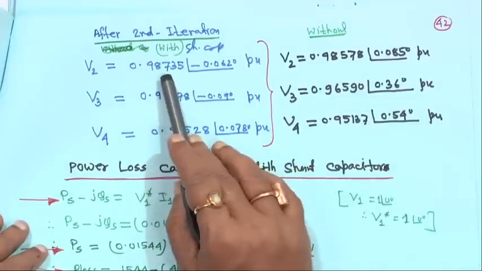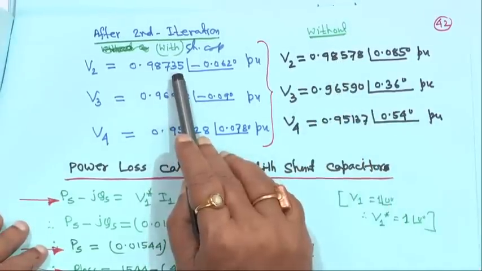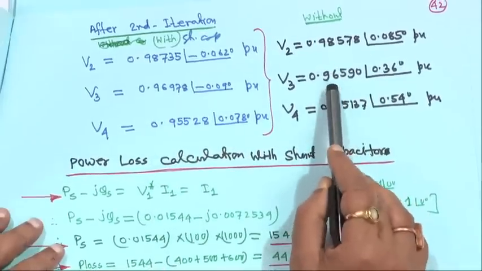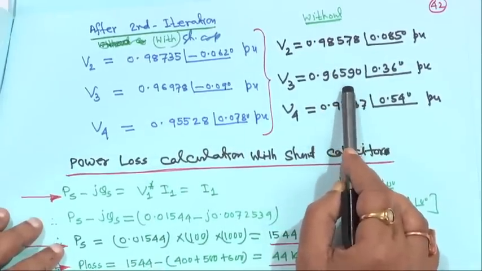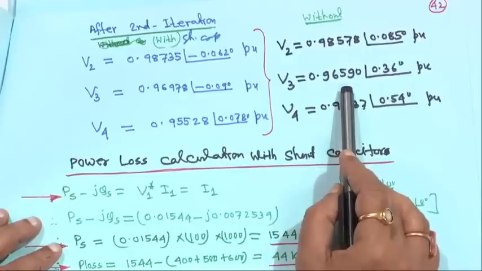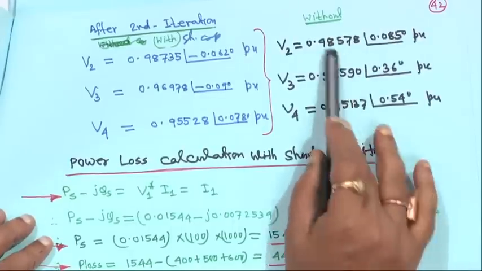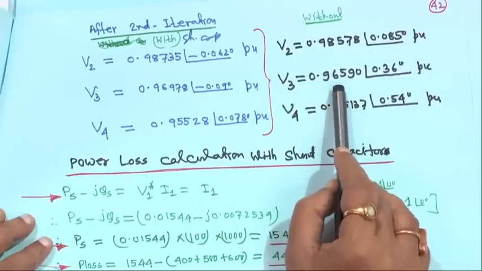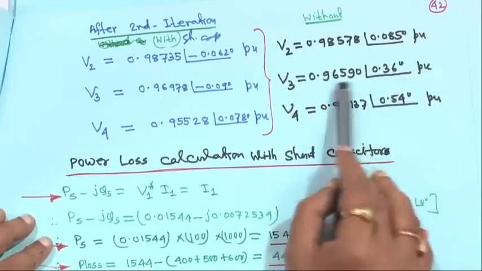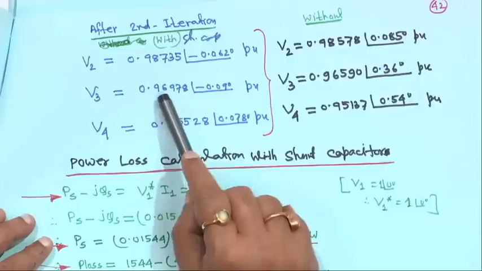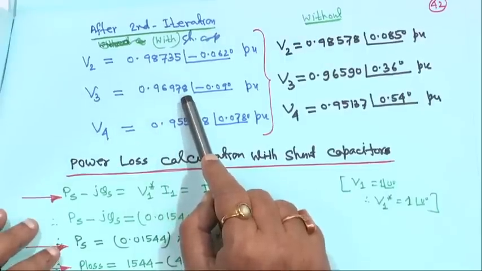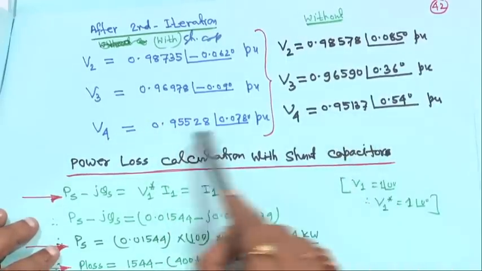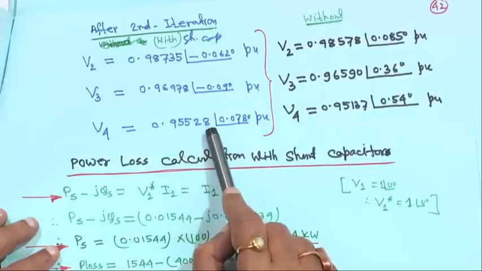So, voltage improvement is here because it is 0.9735, right. Similarly, without capacitor it was 0.96590. This we have seen when we were doing the load flow, the first method, right. These results are taken from the first method after second iteration. So, here it is 0.96590 angle 0.36 degree, here it is 0.96978. So, voltage has improved. Similarly, this one it is 0.95137, but here it is 0.95528, here also it is improved.